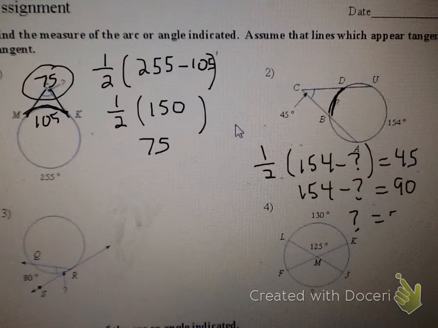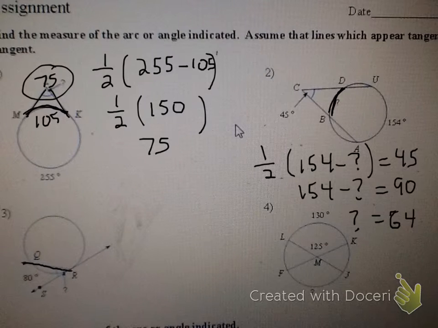The correct answer is whatever you need to add to 90 to get 154. So if I add 60, I get 150, so 64. 154 minus 64 is 90. Half of that's 45. So 64, the second one.